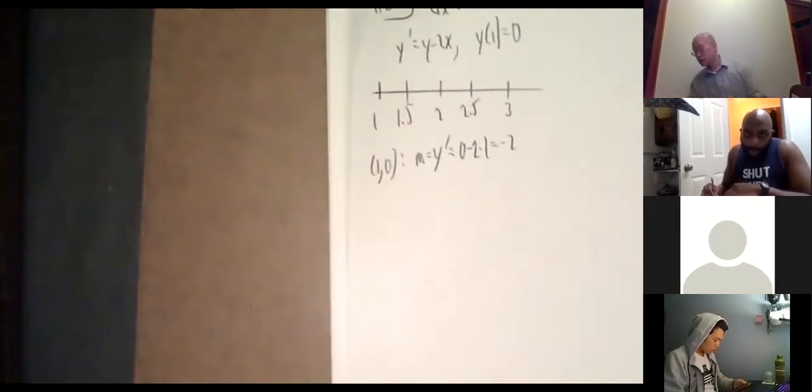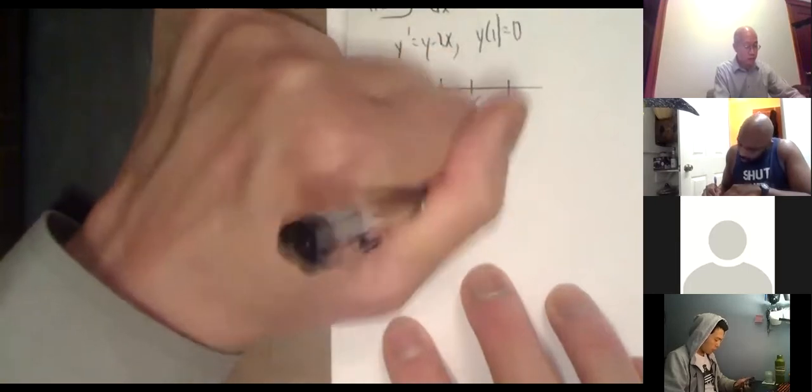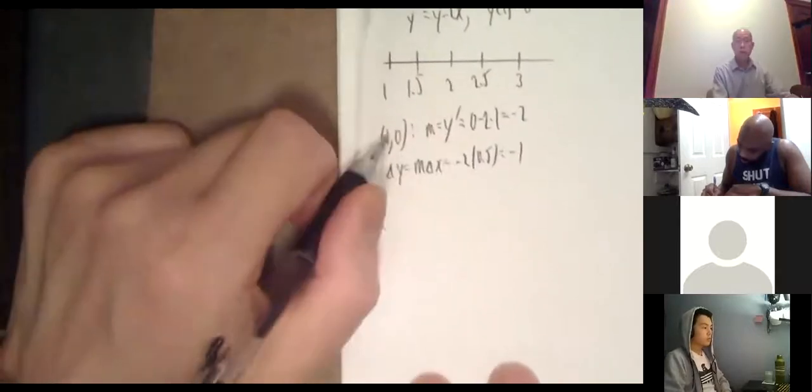All right, so (1, 0), m, or y prime is m. So 0 minus 2 times 1, which is negative 2. Okay. Delta y equals m delta x, which is negative 2 times 0.5, which is negative 1. So I'm at (1.5, -1). Okay, I go down this time.